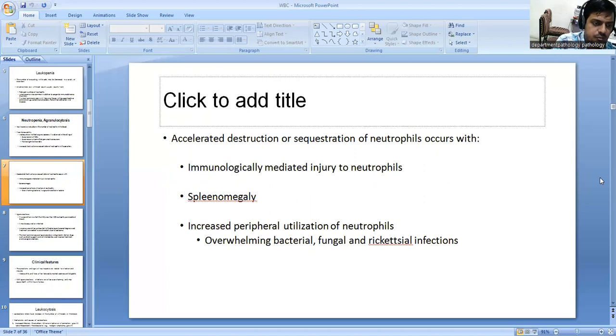Accelerated destruction or sequestration of neutrophils occurs with immunologically mediated injury to neutrophils, splenomegaly, and increased peripheral utilization of neutrophils, as in overwhelming bacterial, fungal, and rickettsial infections.